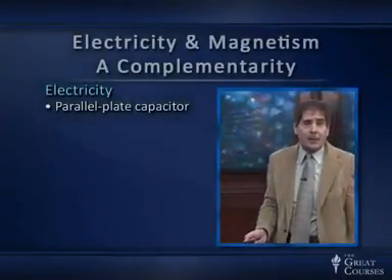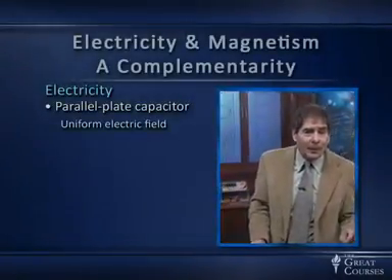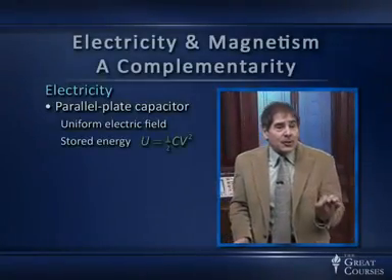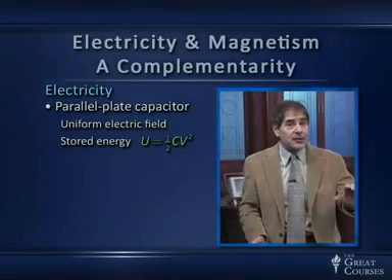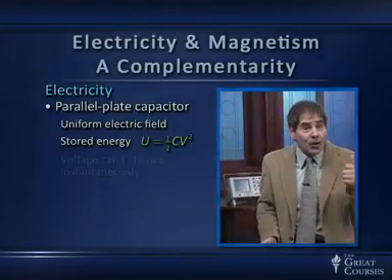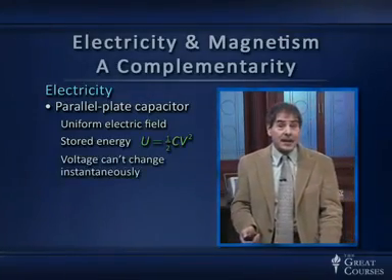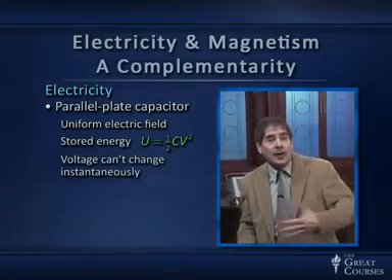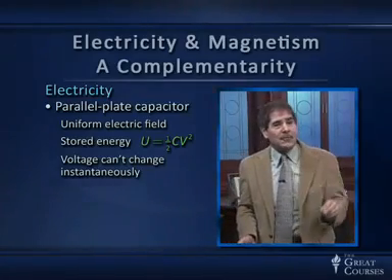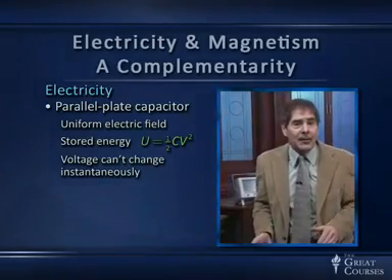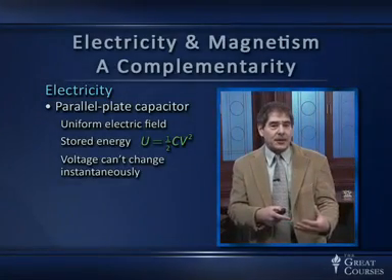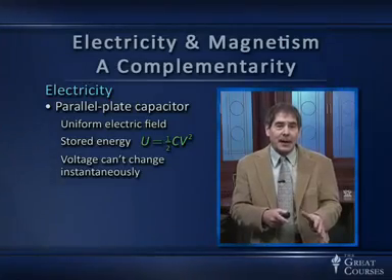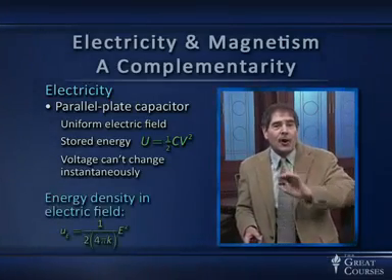Let's look at the electricity case first. We have parallel plate capacitors. They create uniform electric fields. There is stored energy: U is a half CV squared, as we found inside a capacitor. Where is it stored? It's stored in the electric field of the capacitor. The voltage across those capacitors can't change instantaneously because it takes time to move charge on and off the plates. And more profoundly, from looking at the energy stored in a parallel plate capacitor, a simple configuration whose capacitance we could calculate, we got the energy density stored in all electric fields.